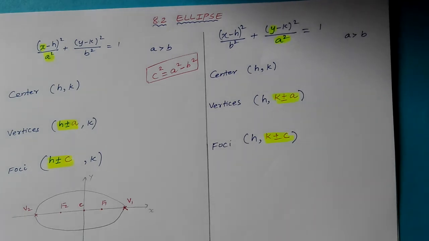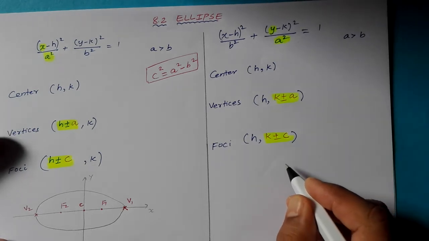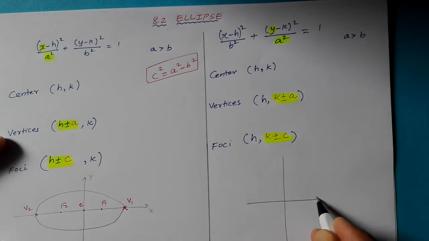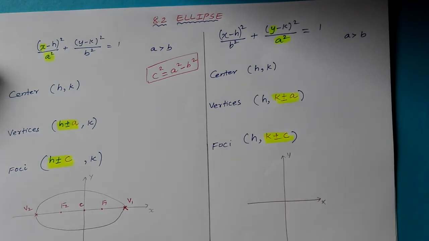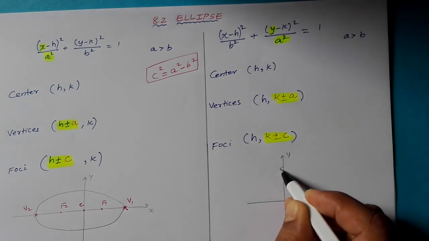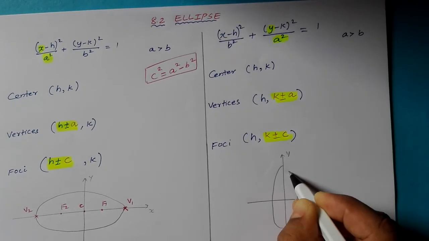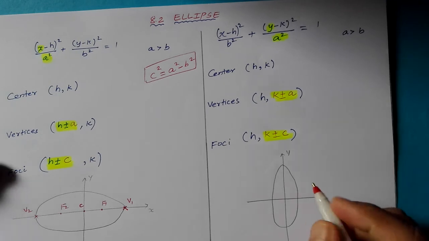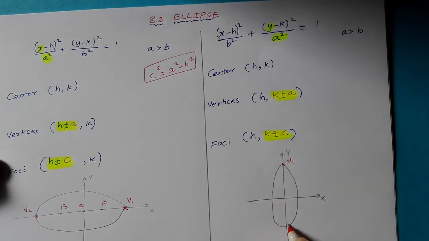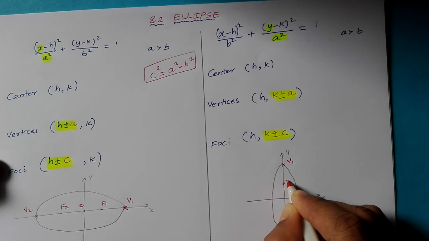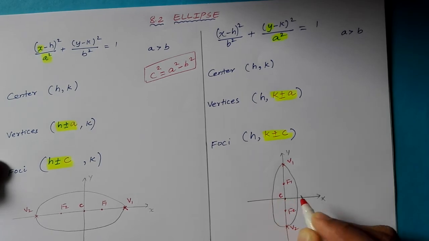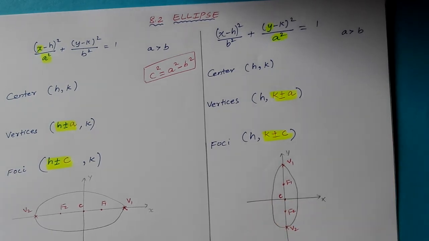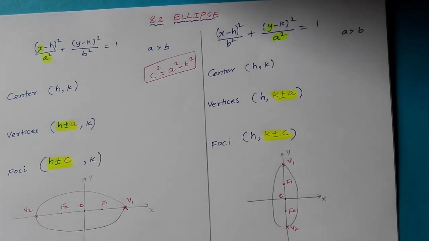Now what is the graph of this one? The ellipse is along the y-axis. This is the x-axis and this is the y-axis. And this is the ellipse. And this is vertex 1, vertex 2. This is focus 1, this is focus 2. And this is my center. Also, we have some definitions here.